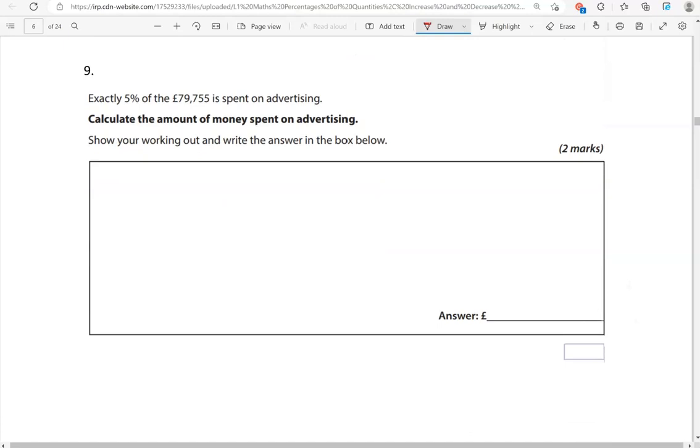Exactly 5% of the £79,755 is spent on advertising. Calculate the amount of money spent on advertising. Show your working out and write the answer in the box below. So to work out 5%, we'll work out 10% first. So 10% of 79,755 can be worked out by doing 79,755 divided by 10.